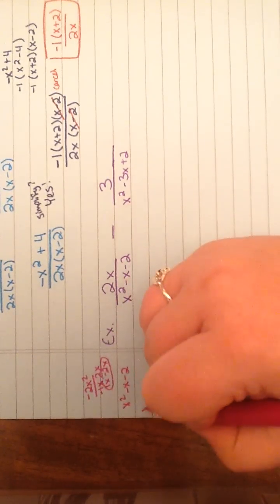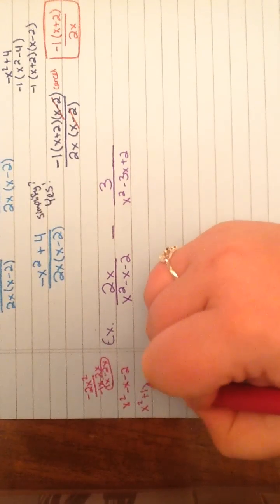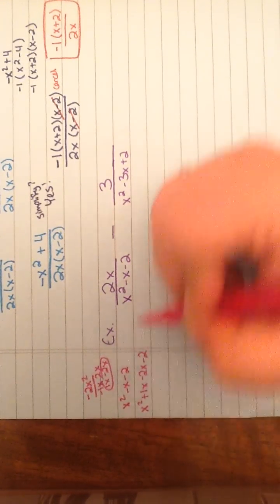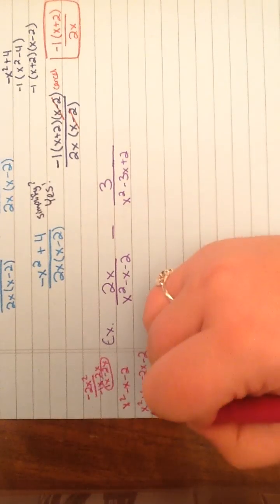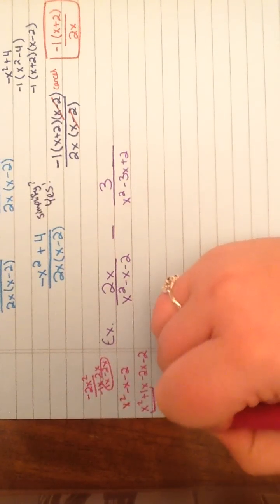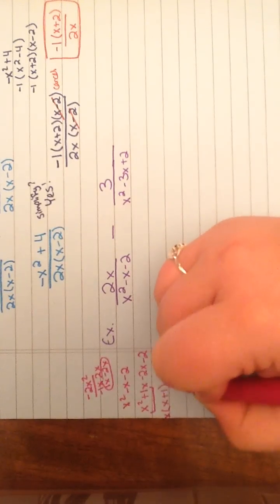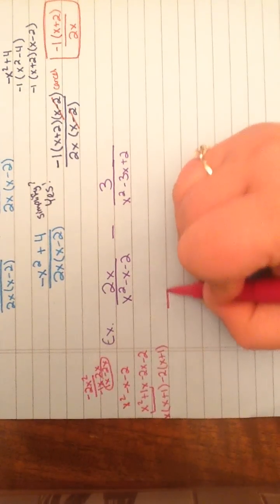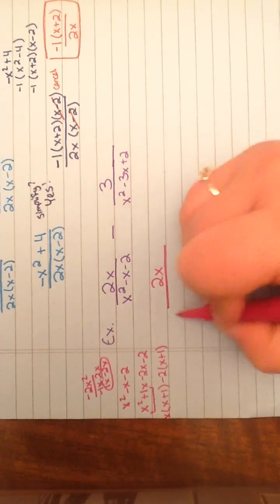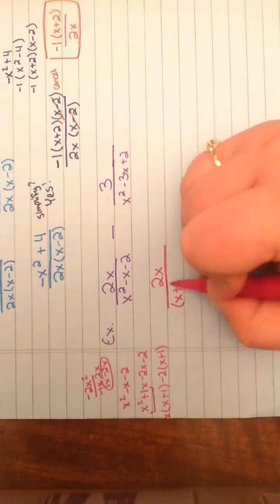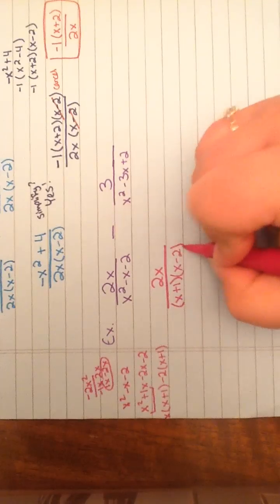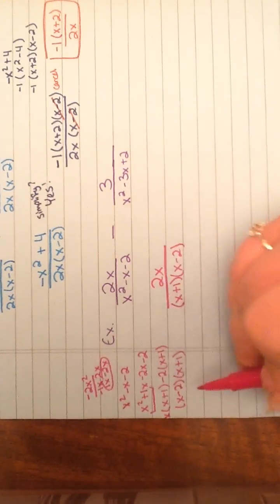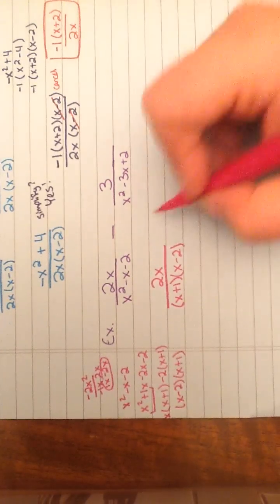So bring down your x squared, bring down your factors that you circled, and bring down your c term. Then we group and we get an x in common, x plus 1, and negative 2 in common, x plus 1. So it looks like this one, 2x will come down, and I will have x plus 1 and x minus 2 as my denominator, or whatever way you feel like writing it. You could write it either way, it doesn't matter.